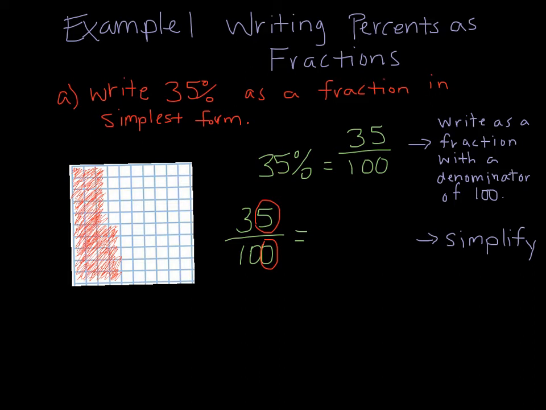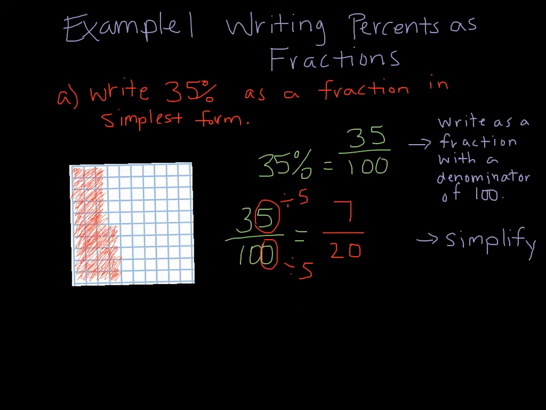So just kind of like what we were working with before, now I'm going to divide by 5, divide by 5. So 35 divided by 5 ends up equaling 7, because 7 times 5 equals 35. And then 100 divided by 5 equals 20. Can I go any simpler than 7/20ths?